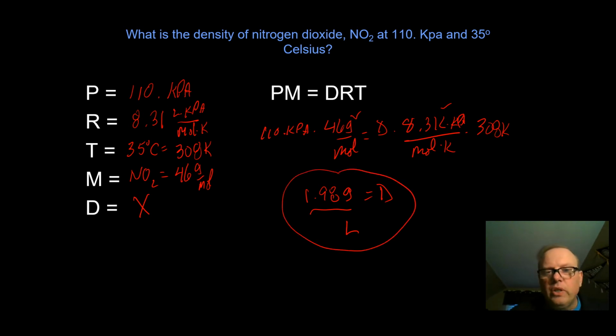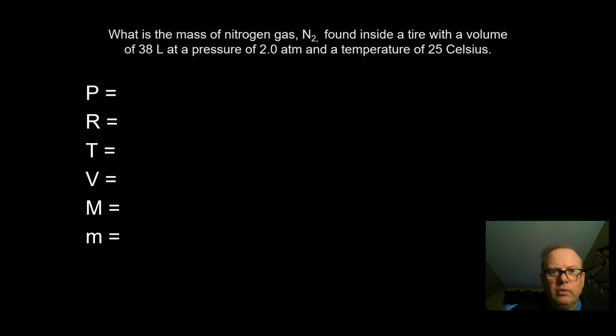Most gas densities will be in and around 1 to 2, maybe 3 grams per liter. They don't weigh much more than that. Okay, that's how we use PM is equal to DRT. In this example here, we're going to use the third one there, which is PV is equal to small m RT over large M. So we're going to have a bit more flying around in this one.